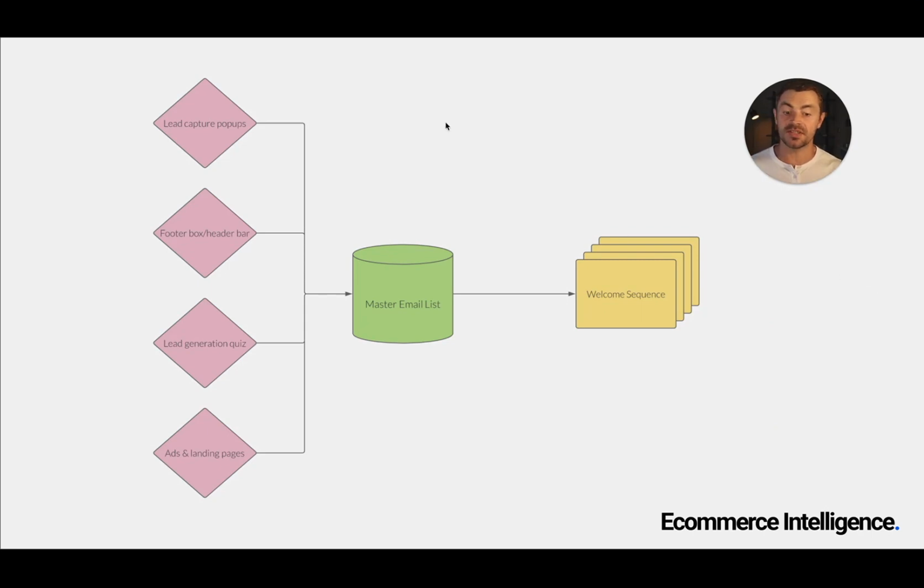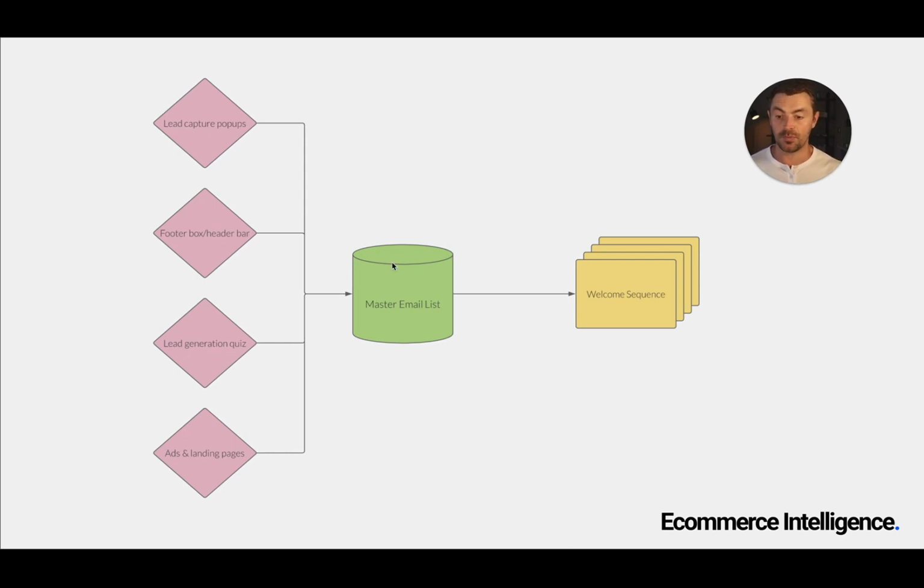This is a diagram from our course, by the way, where we break down in detail how to do all of the variations of all of these different flows. Generally you've got some kind of lead capture event. It could be a pop-up, it could be a footer bar, it could be some kind of lead generation quiz where you're capturing emails for the first time. We'll take a look at that a little bit later in more detail. You could be running ads to a landing page, either targeting warm traffic or cold traffic, getting them onto a list and sending a welcome flow.